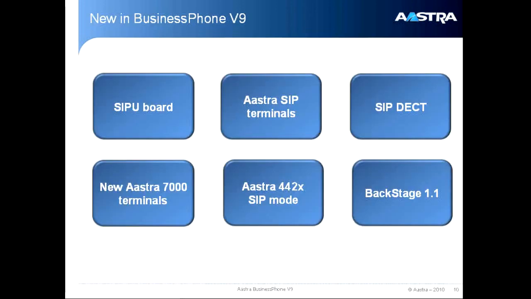Now let's look at what's new in BusinessPhone version 9. There is new hardware in the form of a SIP-U extension board, enabling compatibility with the Aastra SIP series of phones, SIP DECT, new 7000 series terminals, Aastra 442X series IP phones in SIP mode, and a new version of the Aastra collaborative solution, BluStar.